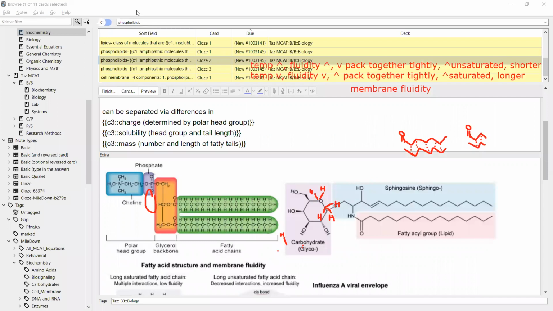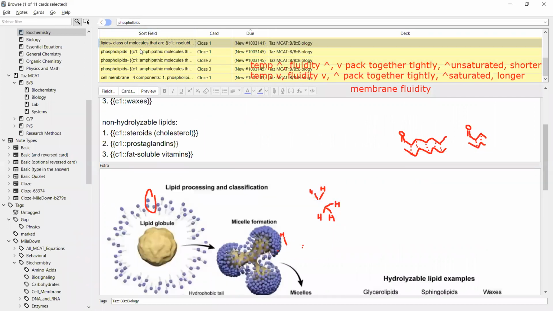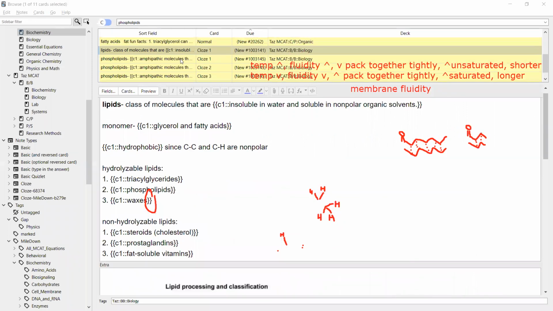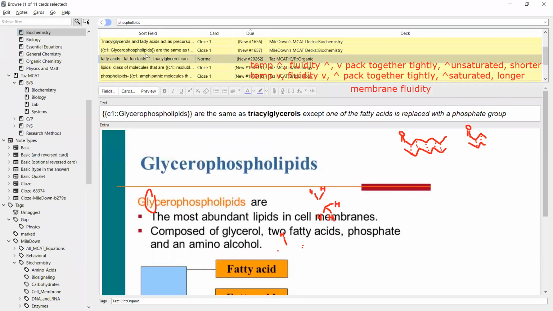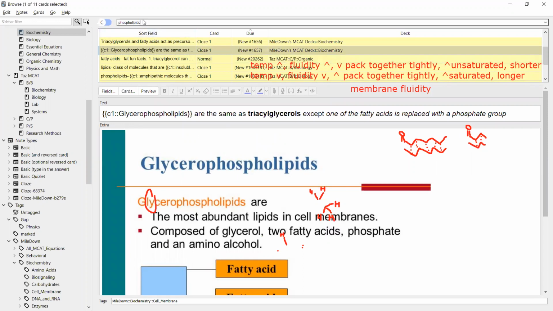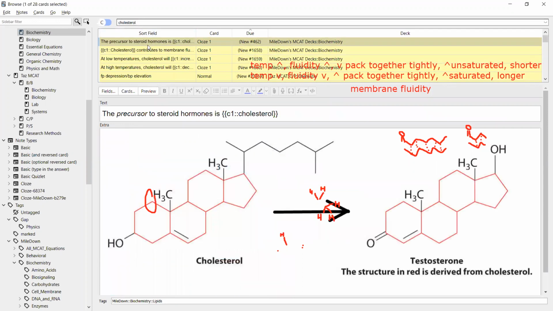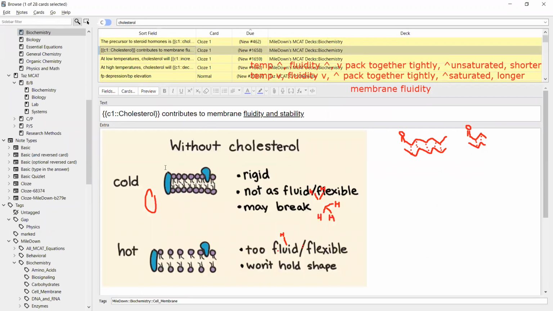Hold on. Hold on. Cholesterol, cholesterol, cholesterol. Ah, yes, here we are.